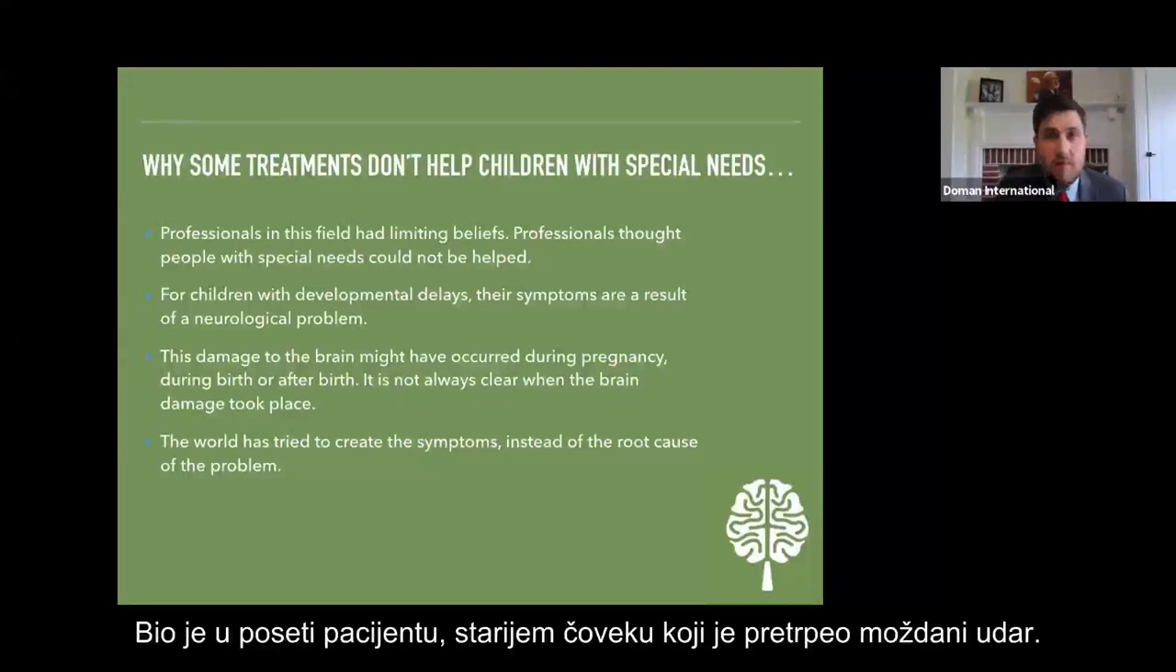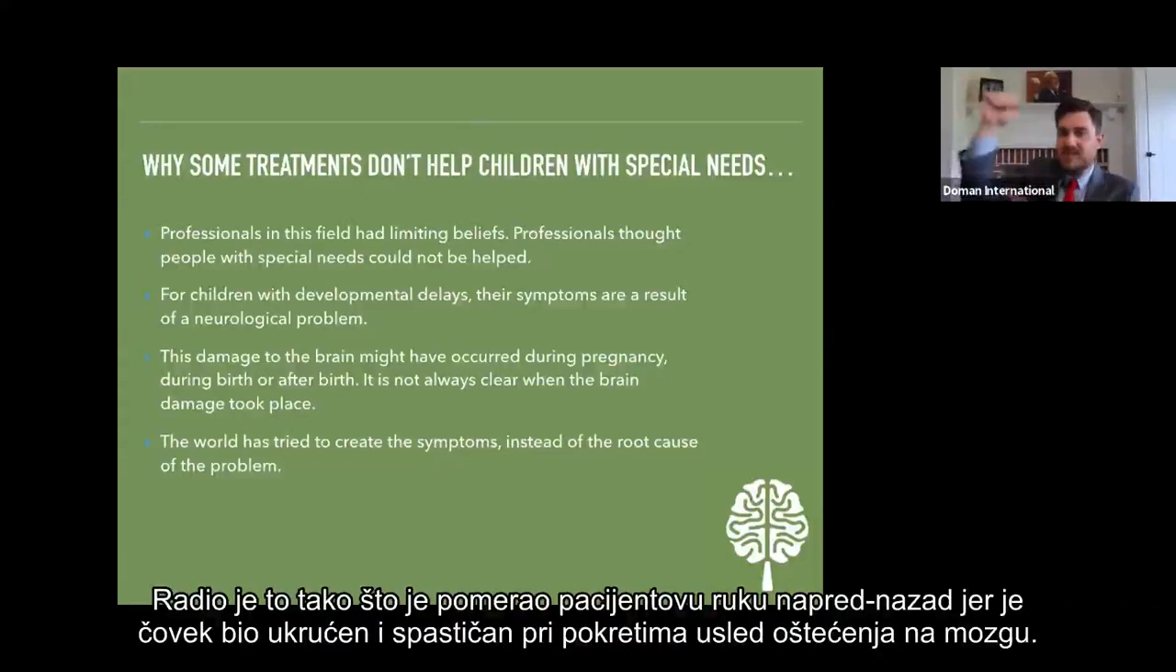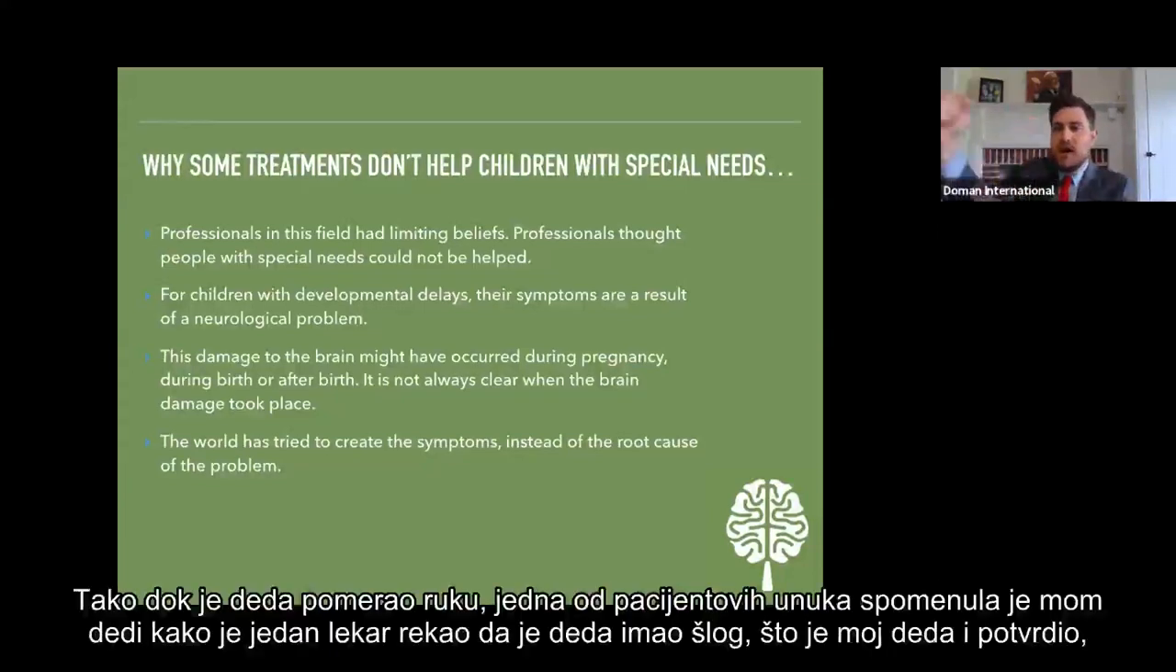He was visiting the home of a patient who had had a stroke. This was an elderly man. And the family was actually quite poor, and they were all kind of standing around my grandfather as he did the physical therapy on the patient. He was taking this man's arm and moving it back and forth because the man was very rigid and spastic in his movements because of his brain damage. So here my grandfather was moving the arm like this.